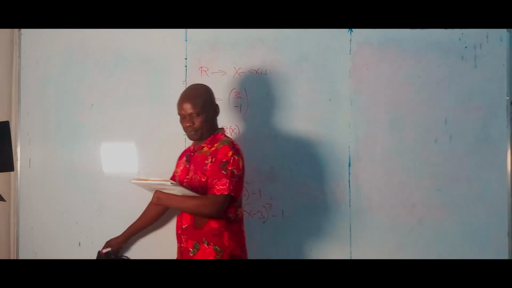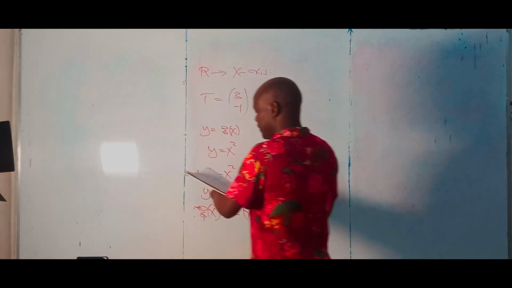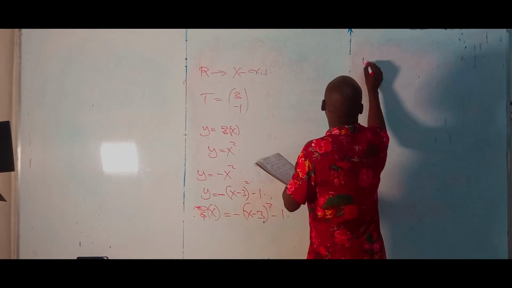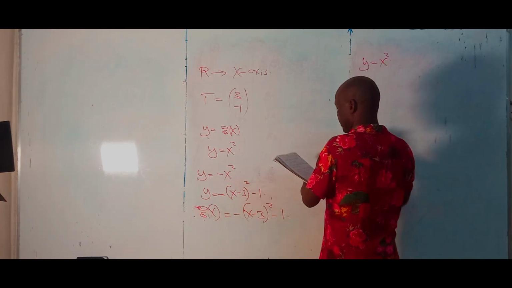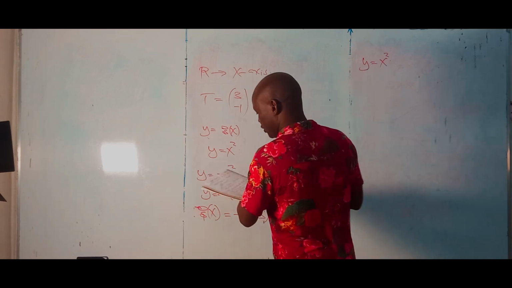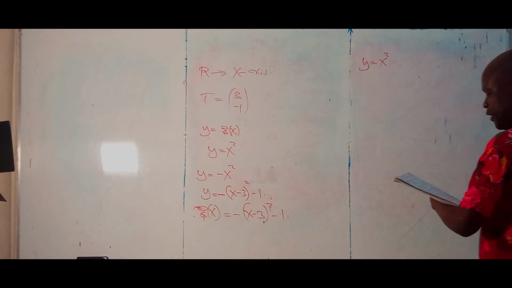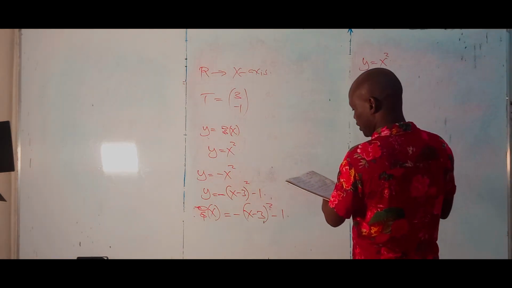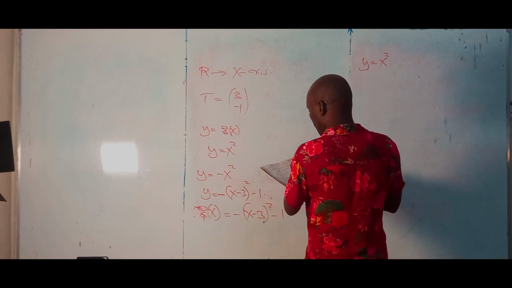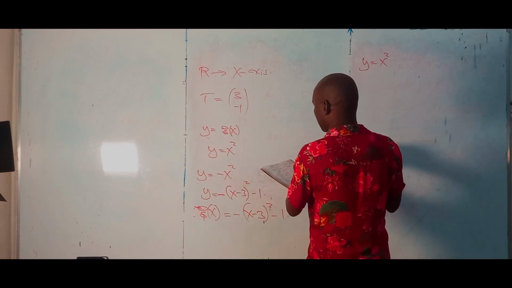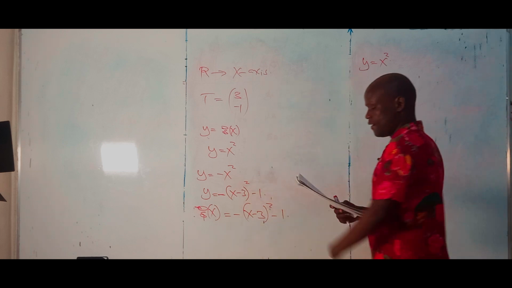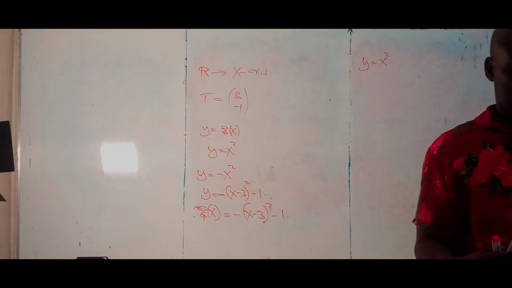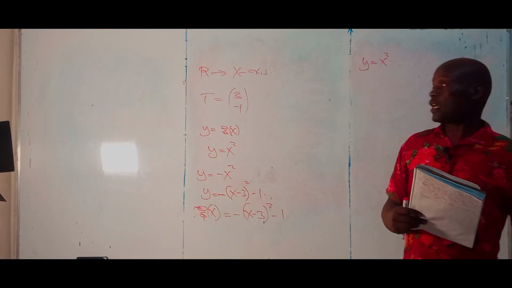So first we apply the translation to the curve y equals x squared. By shifting, we shift x by +3 and y by -1, just the same thing we did. Then the equation becomes, because it's a translation, we first apply the translation to the curve y equals x squared, shifting x.